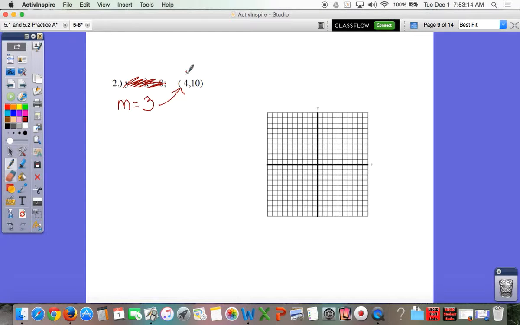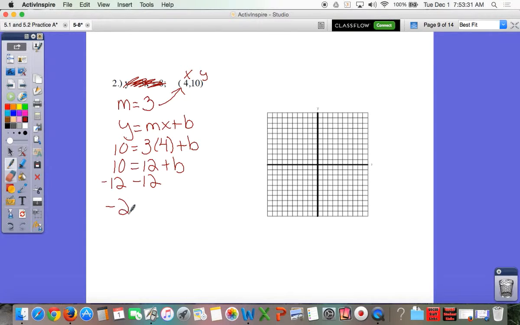And I'm using my point, my x, y. So when you plug in y equals mx plus b, your y is 10, your m is 3, your x is 4 plus b. So you get 10 equals 12 plus b. Subtract 12, subtract 12, negative 2 equals b. So then you plug it in for your final answer to get y equals 3x minus 2. And you could graph those to check them.